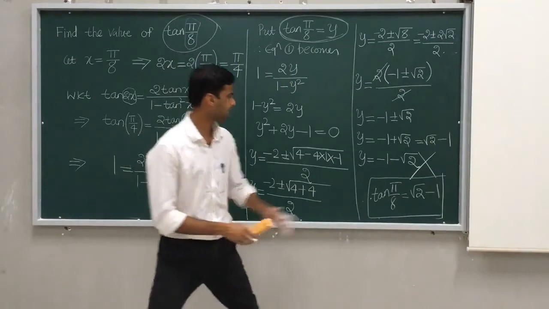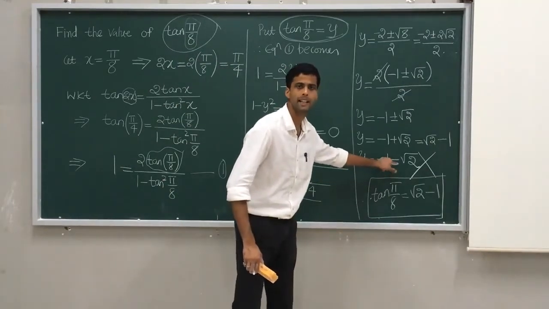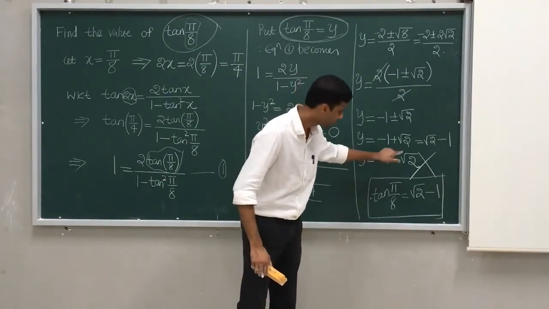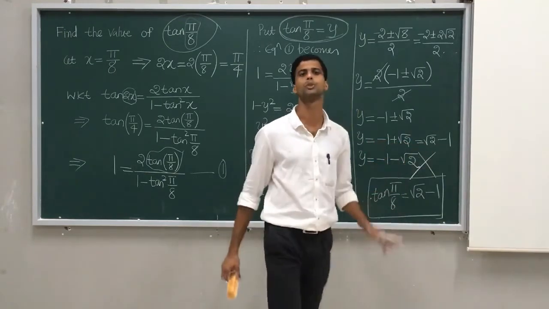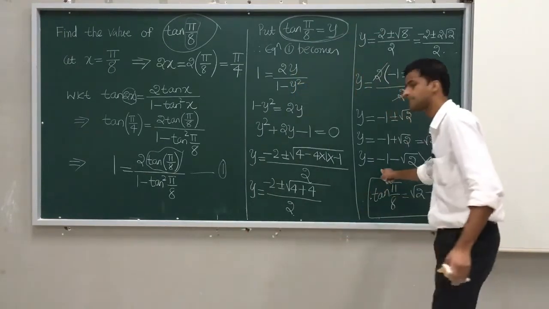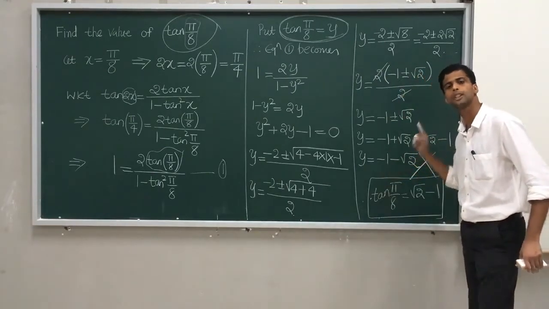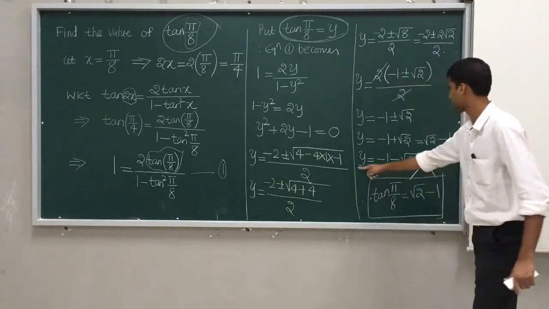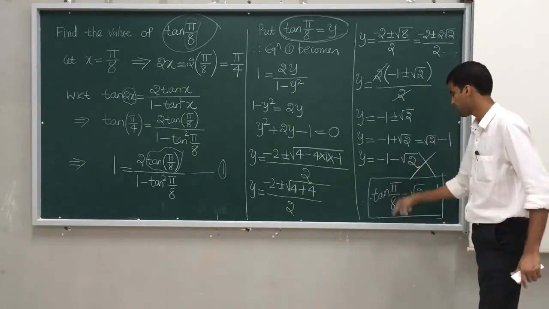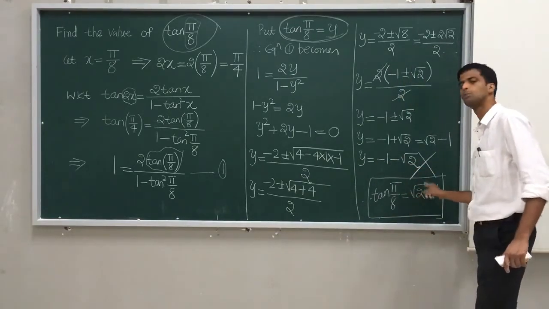Why am I neglecting this? Because it gives me a negative answer. Tan pi by 8 will come in the first quadrant, therefore tan pi by 8 assumes a positive answer. Therefore, its answer is √2 - 1. You need to mention that reason: as pi by 8 will come in the first quadrant, and in the first quadrant tan is positive, therefore I am neglecting -1 - √2. Hence, tan pi by 8 is √2 - 1.